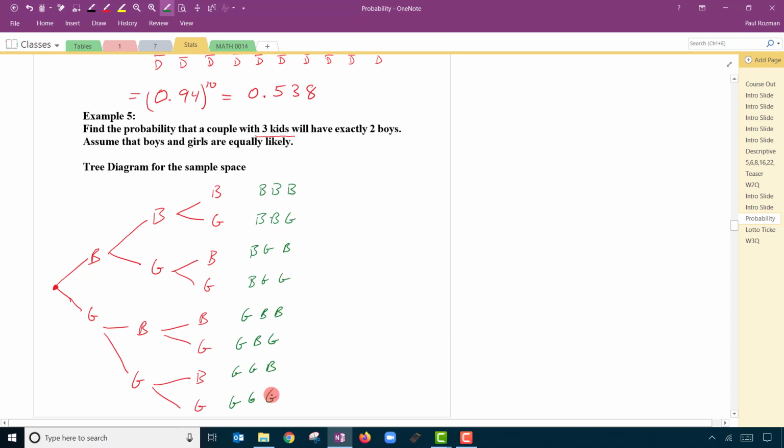It's all the possibilities. So to figure out the probability of exactly 2 boys, we just have to count all the ones that have exactly 2 boys. So there's 1, 2, 3 out of the total of 8. If I asked what's the probability of exactly 2 girls, we'd also get 3/8, or we'd be in trouble. The world would get out of balance in a hurry.